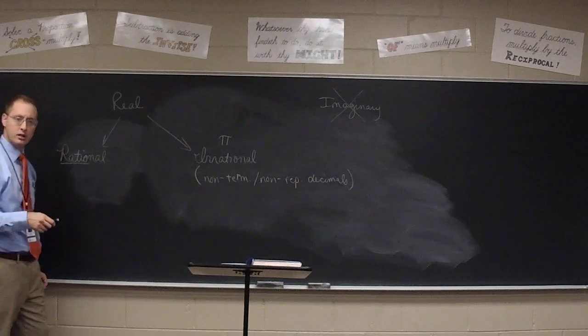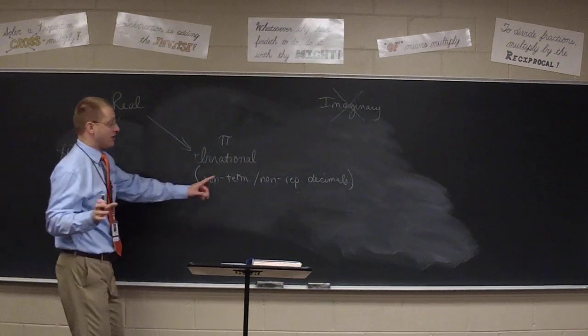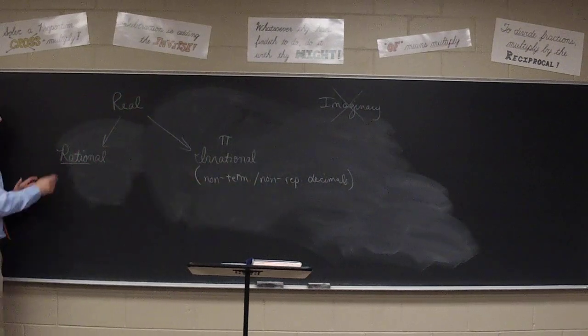0.6 repeating. Well, 0.6 repeating is a repeating decimal. In fact, 0.6 repeating could be written as 2/3, which is a fraction. So, no, 0.6 repeating would be rational.